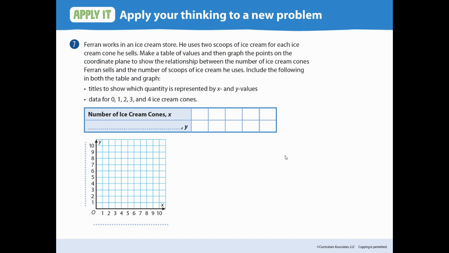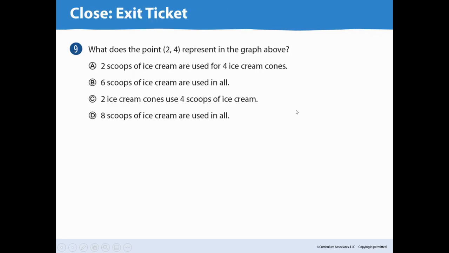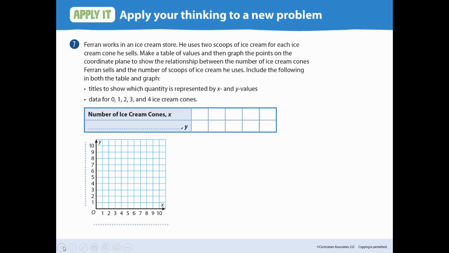And again, you can go ahead and see this looks very similar to what we just did on 7. On 8, you are going to show what would be used for 5 cones. And then on 9, what does the 0.24 represent in that graph? Okay, so we can go back and look at those. Go ahead and answer 7, 8, 9. Pause the video and then come back and check your answer.